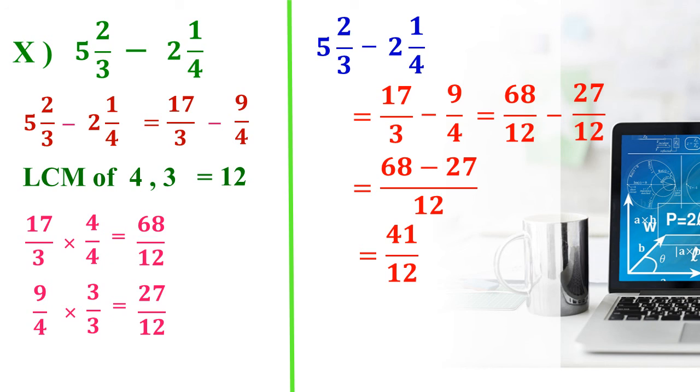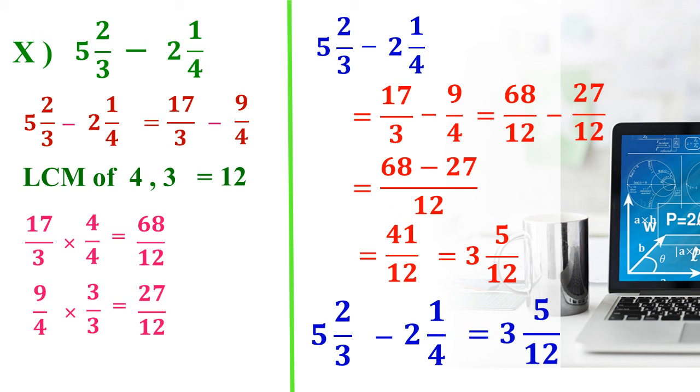So now this is an improper fraction. So convert to the mixed fraction. So the answer is 3 5/12. Therefore 5 2/3 minus 2 1/4 equal to 3 5/12.